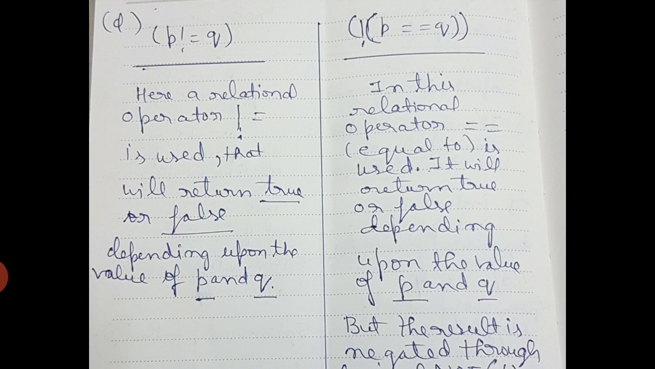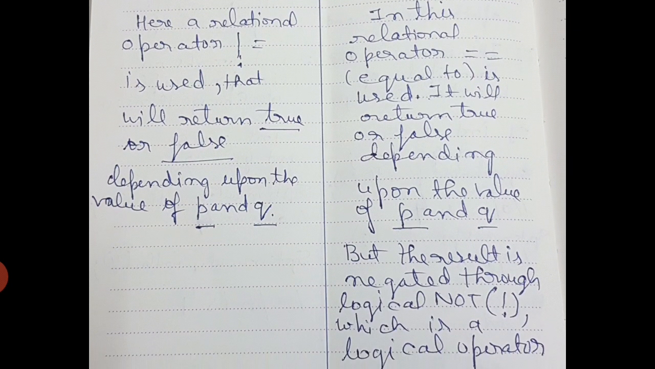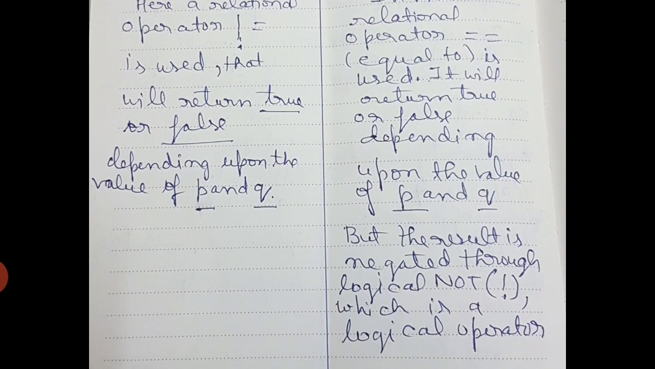But when we look at the other side, that is the not operator, then in the parenthesis p == q. In this the relational operator equal to is used, it will return true or false depending upon the values of p and q. Up to this point it's very simple, but what they have done is the result is negated through the logical not, which is a logical operator. So what is the main feature of the logical not? That it simply negates the output. Meaning if p == q gives the output true, then through the logical not, it will become false.